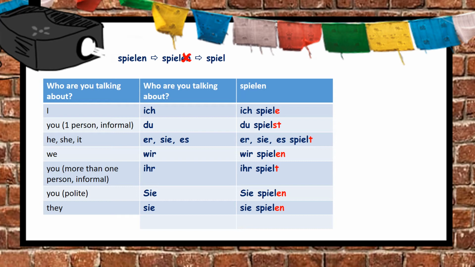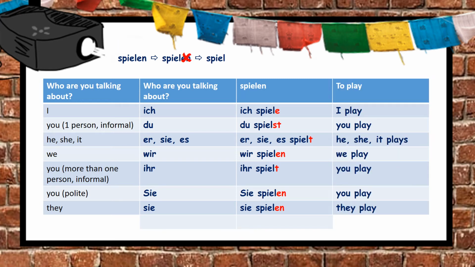Okay, so now you can see a little reminder at the top here that to play is spielen. You take off that en, and then you end it with spiel, and then you put these endings on. So let's remind ourselves what these words actually all mean in English. Okay, and there we are. So we've got spielen, which is to play, and remember that we take off the en, which leaves us with spiel, and then we add these endings.